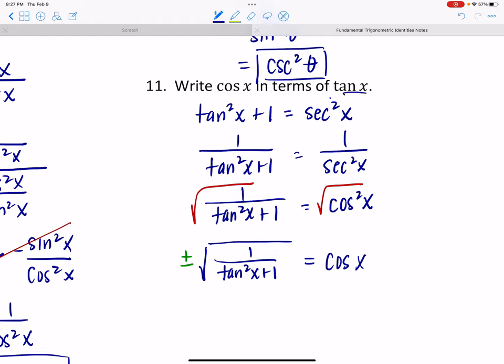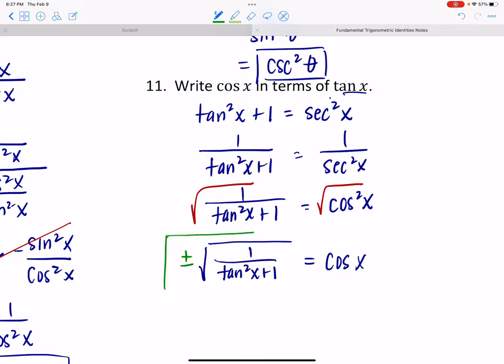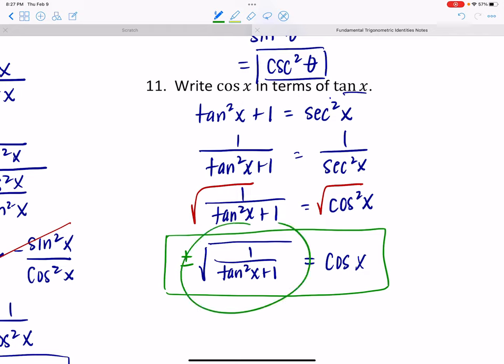Okay, and we did it. So this is going to be exactly what we were asked to do: write cosine in terms of tangent. So cosine is equal to, in terms of tangent, this is what it's equal to. Alright, so that's kind of a mess.